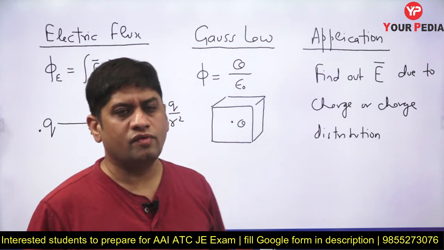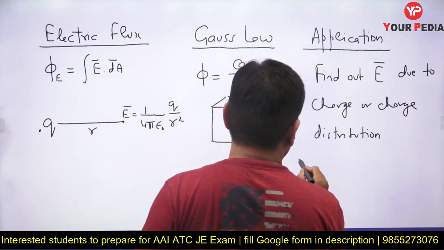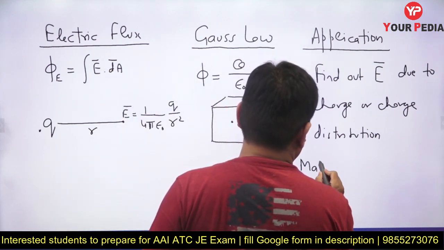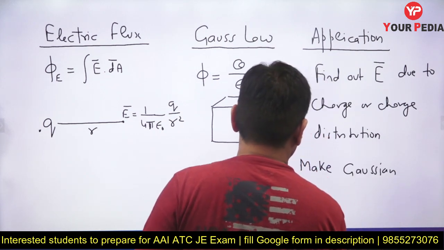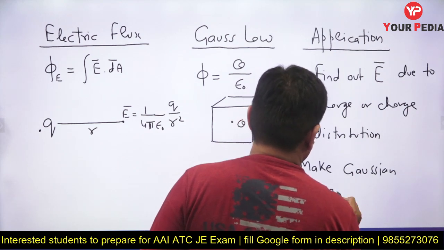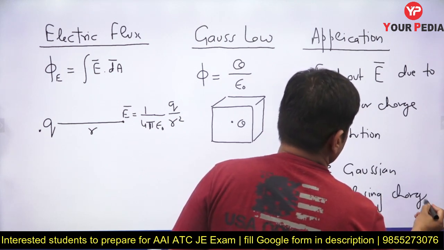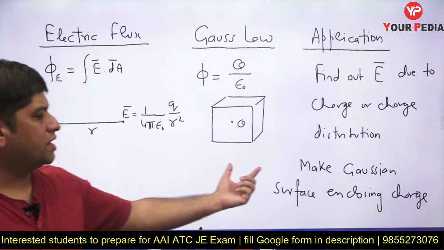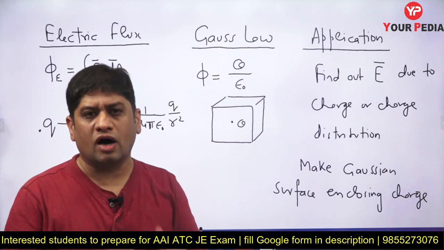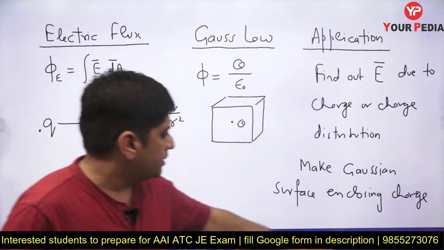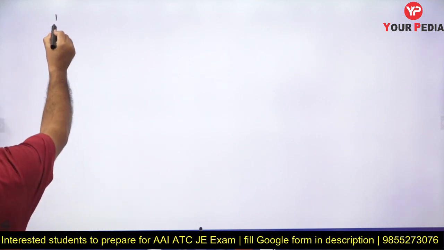What we will do is make a Gaussian surface enclosing the charge. So the steps we will be taking are: make the Gaussian surface enclosing this charge or the charge distribution. The moment we have made the Gaussian surface, after that we will be using Gauss law, and the moment we use Gauss law, after that we can find out the electric field. Now there are some very important cases which we are going to discuss in today's lecture.